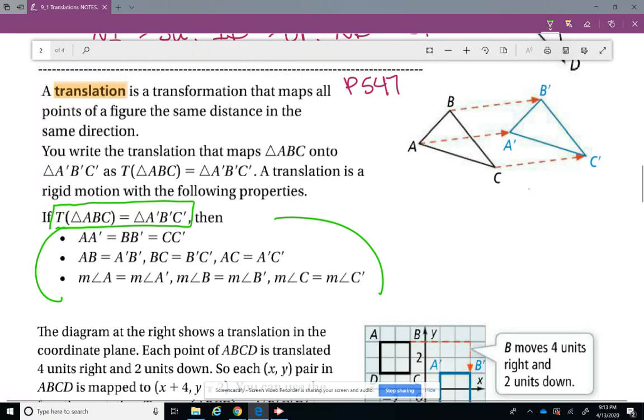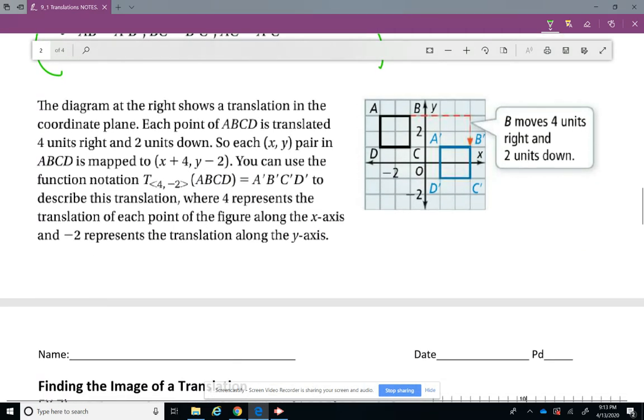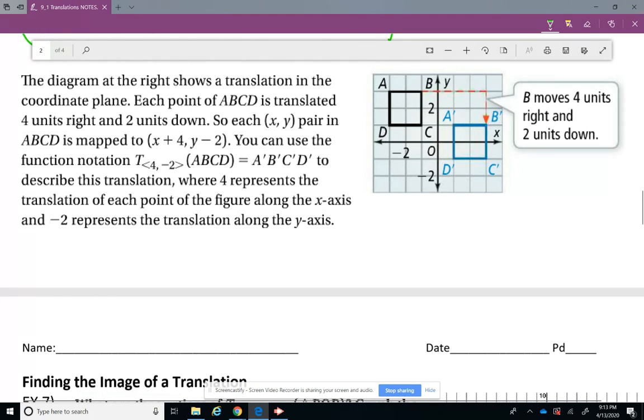All right, this is another picture that is also on page 547 in your textbook. A picture is worth 1,000 words. I'm just going to go over it a little bit. The diagram at the right shows a translation in the coordinate plane. Each point of ABC is translated 4 units right and 2 units down.